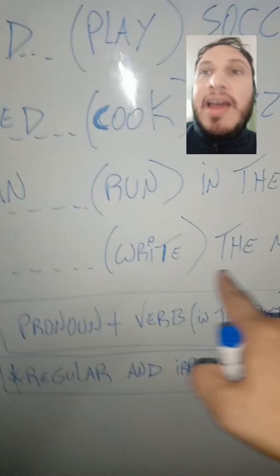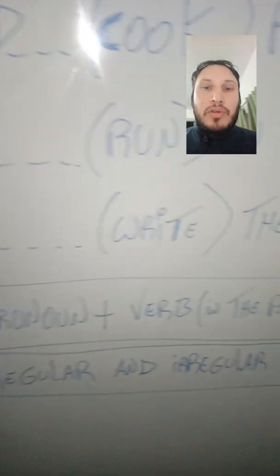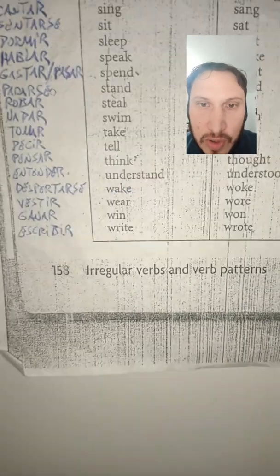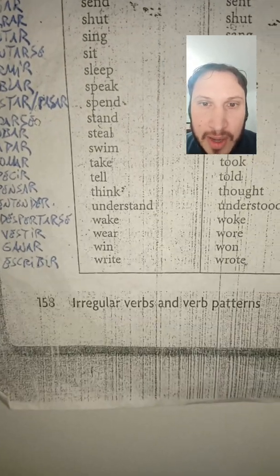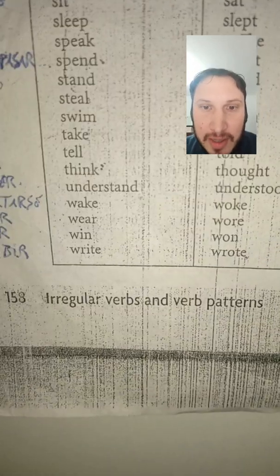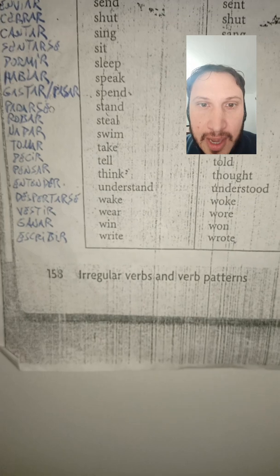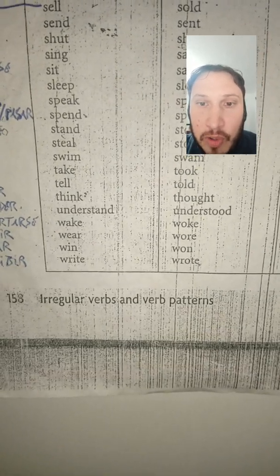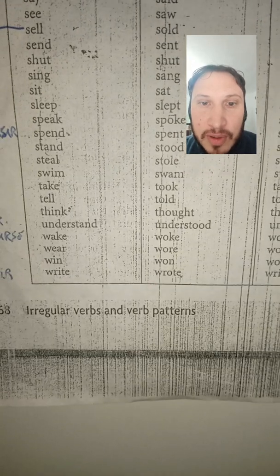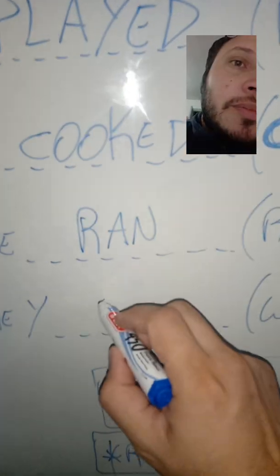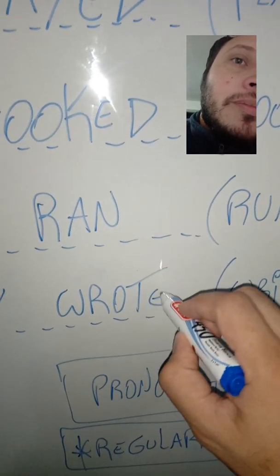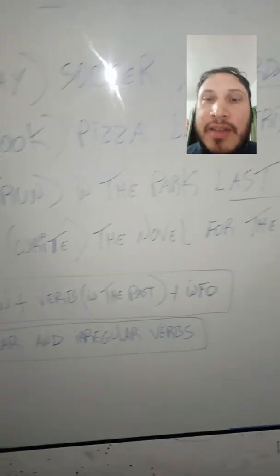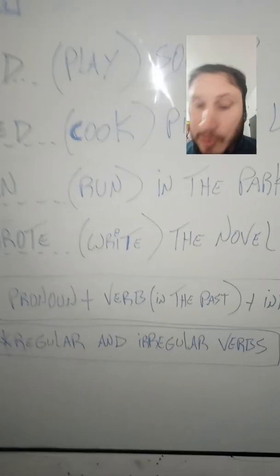And look at the last one. It says they, write, the novel, for the students. I need to look for write. I do exactly the same job. Where is it? W. I have way, where, when, write. So write appears there. It means escribir. And the past form is wrote. In the second column, you can check it. So, they wrote the novel for the students. Very simple. You need to check the irregular list of verbs. That is the main thing, that is the secret.